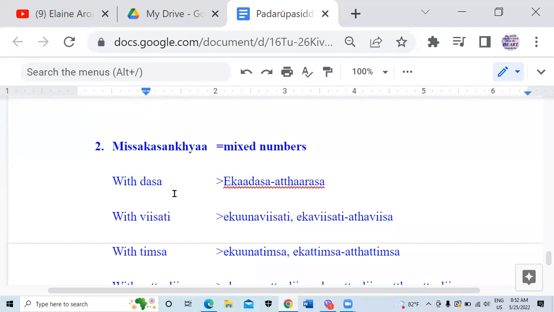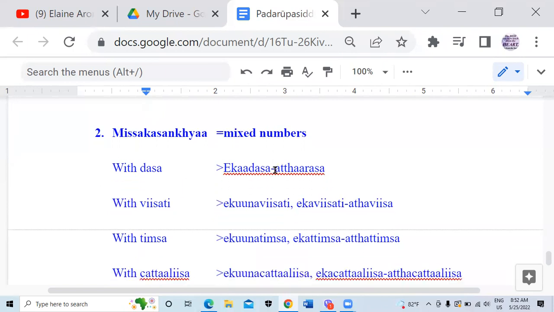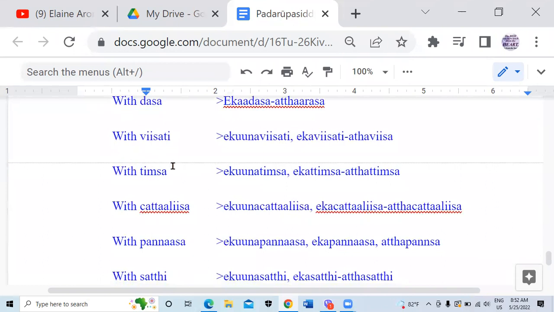So that's why Mishka Sankhya. So with Dasa, we have Ekadasa and Atarasa. Okay, and then with Visuddhi, Eguna Visuddhi, Ega Visuddhi, Dva Visuddhi, etc. Okay, Ega Visuddhi up to Atavisa, Atavisadi.